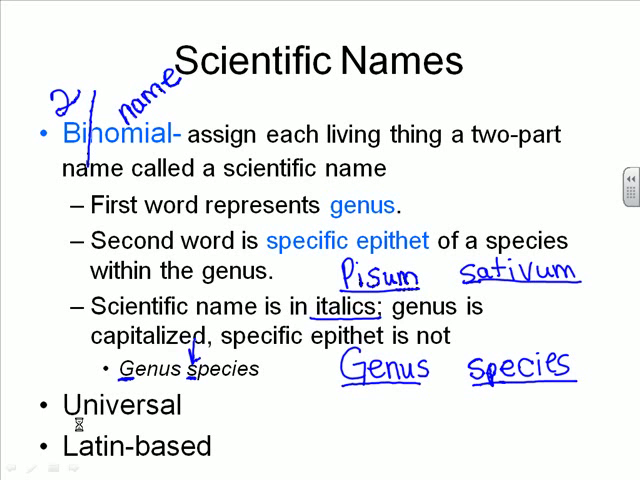So by using a dead language, which is what Latin is, means you're using a language that does not change. There's no variation. If you would have said 5 years ago, tweet, we would have all thought of a bird, tweet, tweet. Well, now tweet means something completely different in the technology age. So we want to use a language that's not evolving, that's not changing. So Latin is the choice of science.